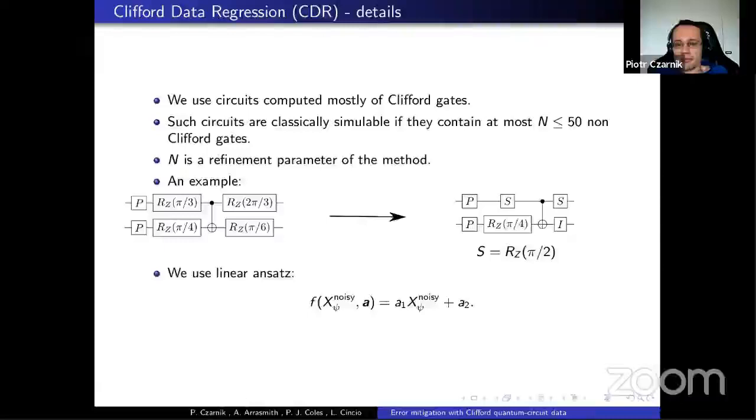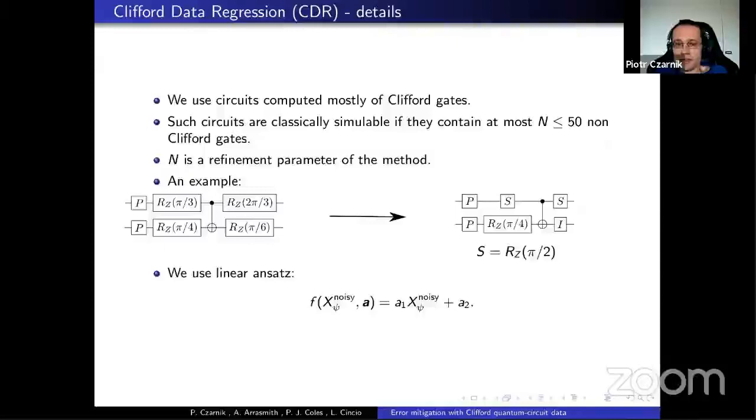Furthermore, it turns out that when we have a circuit built out of Clifford gates and some small number of non-Clifford gates, we can also simulate it classically. It turns out that right now, with current simulators, we are able to simulate circuits which have at most about 50 non-Clifford gates. Therefore, we construct our training set using such circuits. And we actually treat the number of non-Clifford gates in these circuits as a refinement parameter of our method, as we expect that the more non-Clifford gates in circuits in our training set, the closer we are able to get to our circuit of interest.